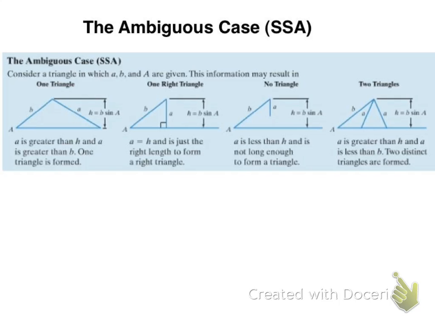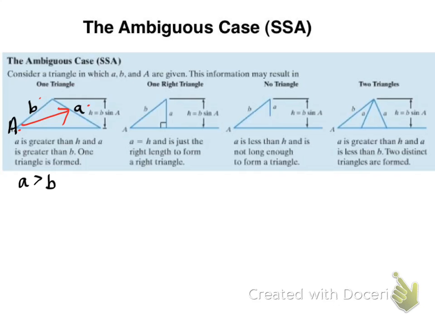So the ambiguous case: we're going to take a look at what could happen when we're given the information side-side angle. That means we're given the angle, and we're given a side across from it, as you can see here. And then we're given another side, either one, that is next to that angle. So this is side, side, angle.